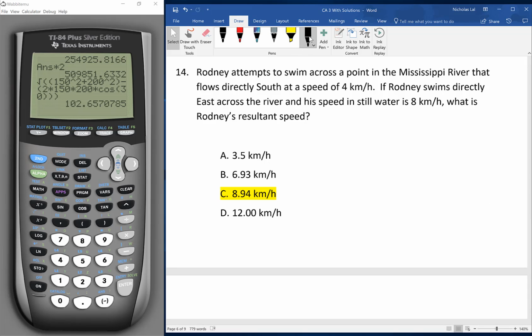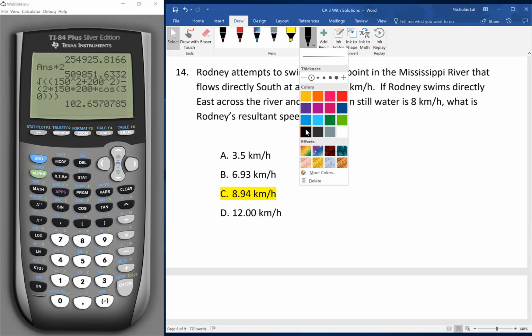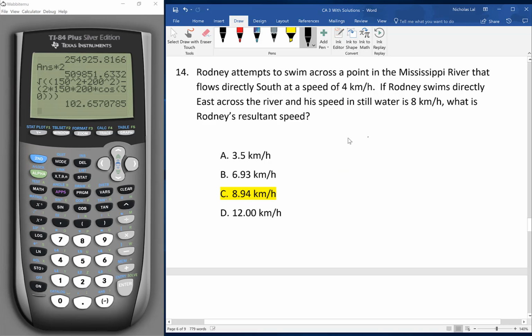So Rodney attempts to swim across a point on the Mississippi River that flows directly south at the speed of 4 kilometers an hour. If Rodney swims directly east across the river, his speed in still water is 8 kilometers per hour. What is Rodney's resultant speed? So let's look at Rodney right now.